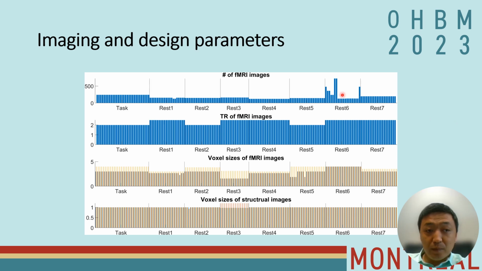For example, the number of time points varies in the resting set 6. And also, surprisingly, the voxel size also varies in this set. It is very important to consider these variations and maybe consider removing certain subjects if these parameters are different from other subjects. And also, it is very common for task designs.